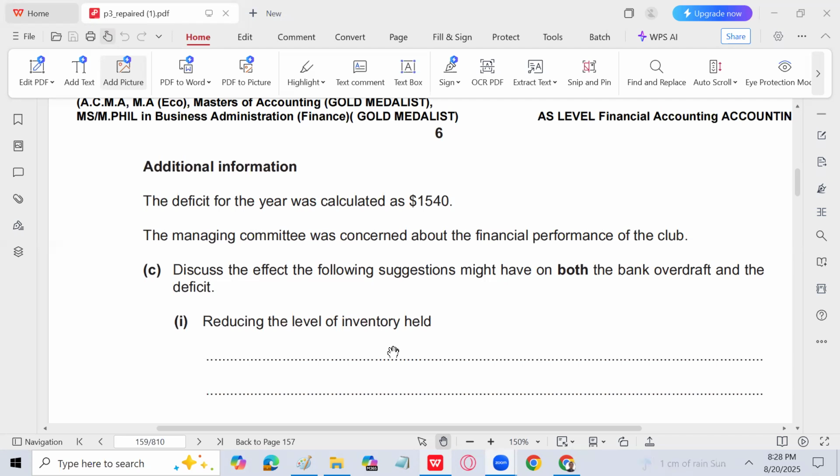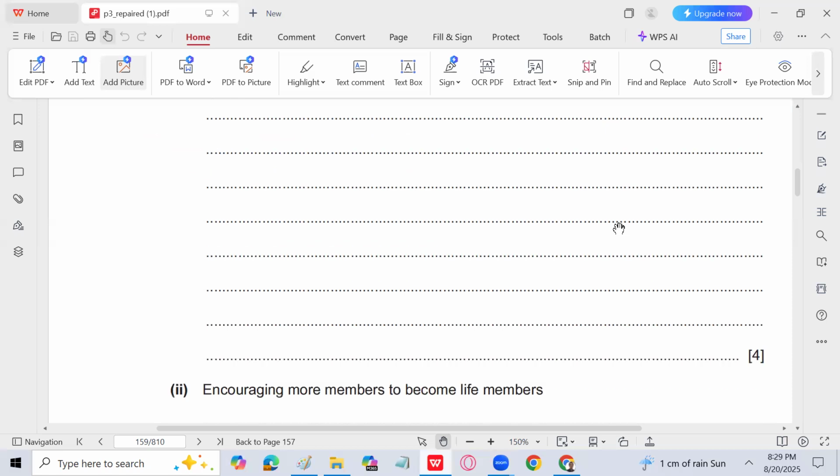right? But reducing the inventory level will not affect the deficit because cost of sales will not be affected, because if you reduce the inventory level, obviously it is possible that the purchases will also reduce. So overall, the deficit will remain the same. It will not affect that much. Other than this, if obsolete or perishable inventory can be thrown away, then obviously your deficit can be reduced because your cost of sales will decrease. So it is a possibility that your deficit might decrease a little. But bank overdraft will definitely be helped.